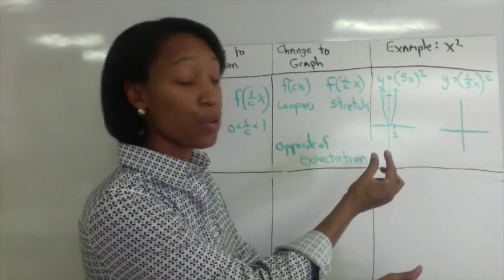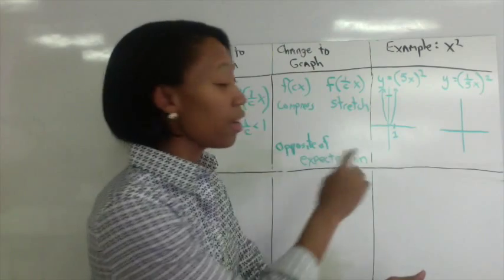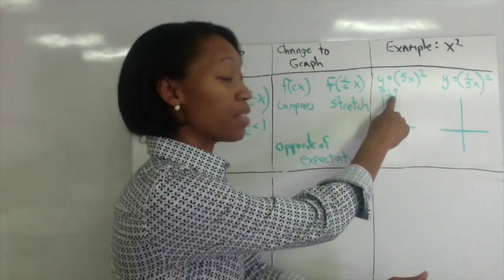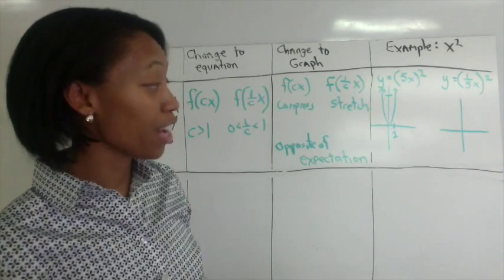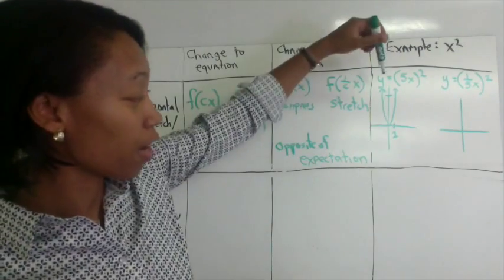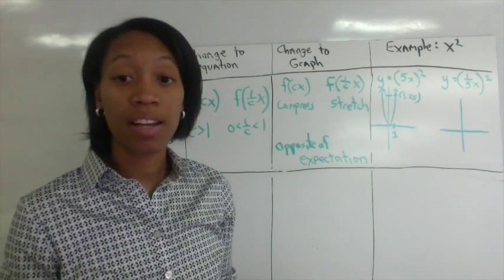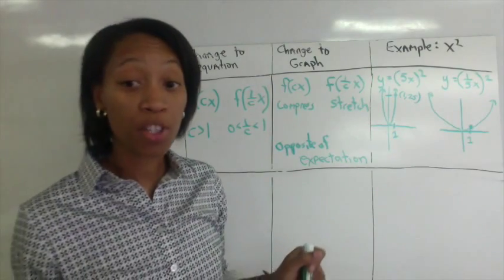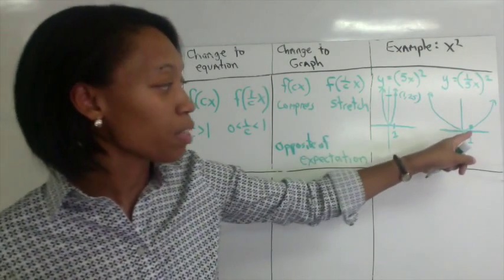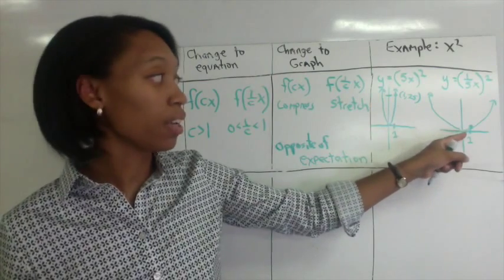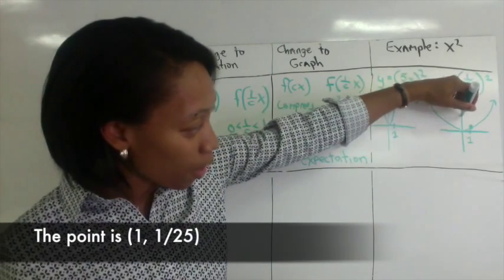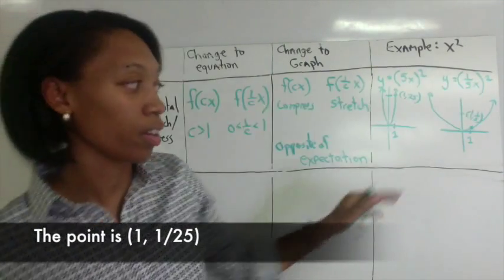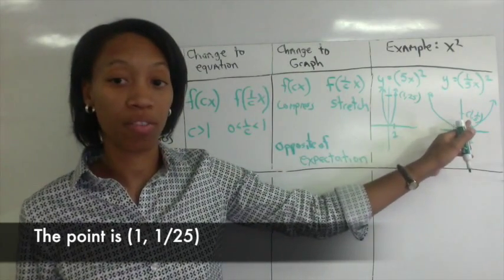How much skinnier is this than the original one? At 1, how high up is the graph? At 1, the graph is actually all the way up to 25. All right, let's look at the stretch. Okay, it's gonna get fatter. How much fatter is this as a comparison? Where is this point at when we get to 1? Well, at 1, it's only come up to 1/5. Okay, so that point is 1, 1/5 right there.